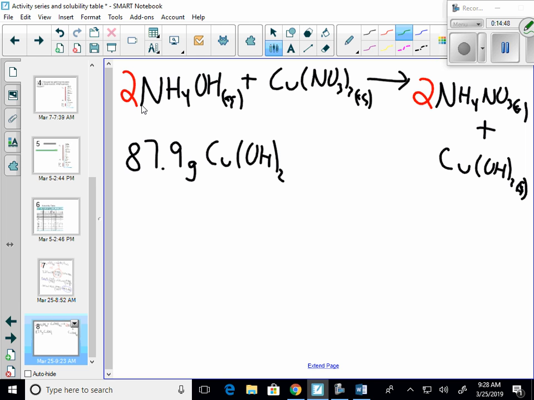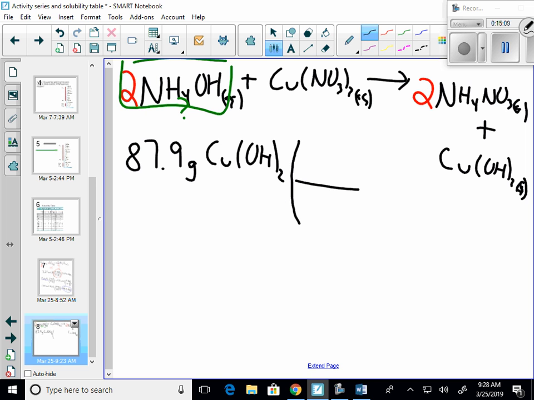This question asks how many grams of the ammonium hydroxide were consumed. So we're trying to figure out the ammonium hydroxide. We're trying to figure out this guy right here. Step number 1. If we start with grams, we have to convert to moles.